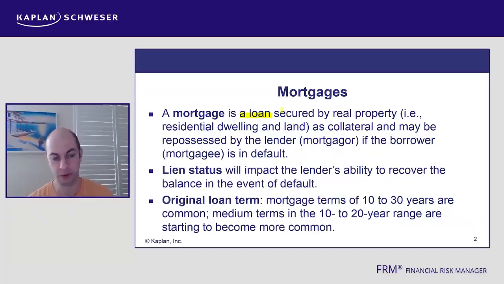Then, of course, we've got the original loan term. So it's not uncommon for people to borrow for 15, 20, 25, or 30 year loan terms. Now, of course, that is only the nominal life of the mortgage. And as we said, there will be a very real risk of prepaying or refinancing this mortgage before its stated maturity.